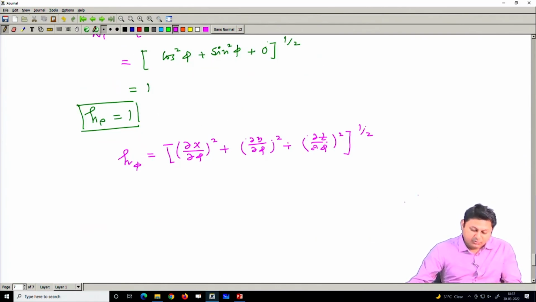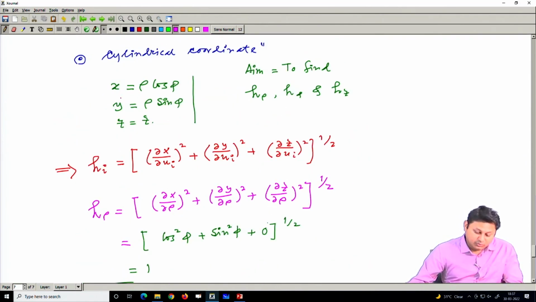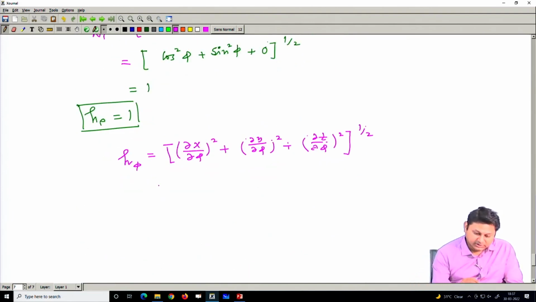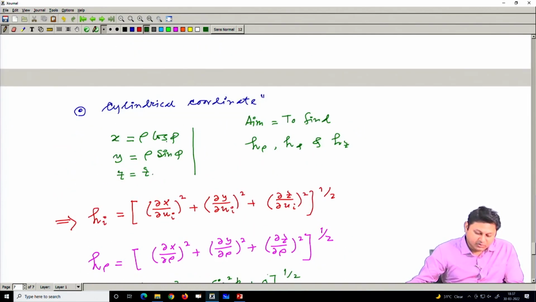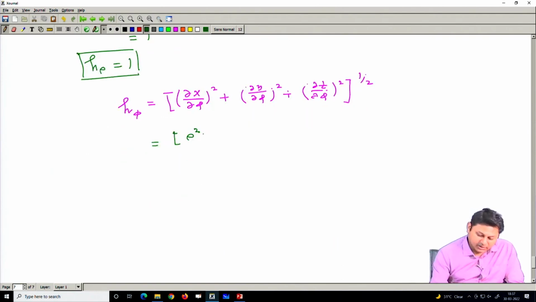So, I will need to take the partial derivative with respect to phi. x is there, so I am getting this value. It should be rho square, and when you take the partial derivative with respect to phi, cos becomes sine. So it should be sine square with a negative sign, but since the square is there, I will get simply sine square phi. This value will be rho square cos square phi, and again the last value is 0. So, to the power half.